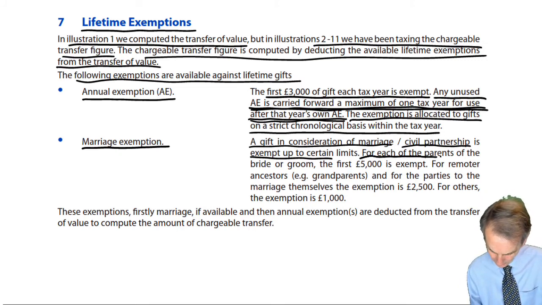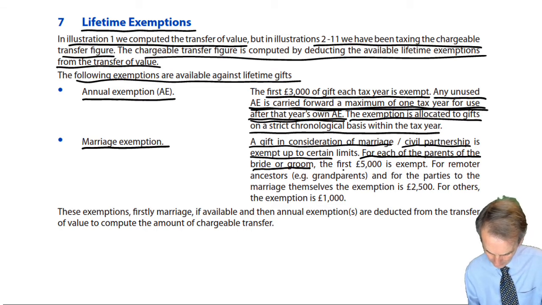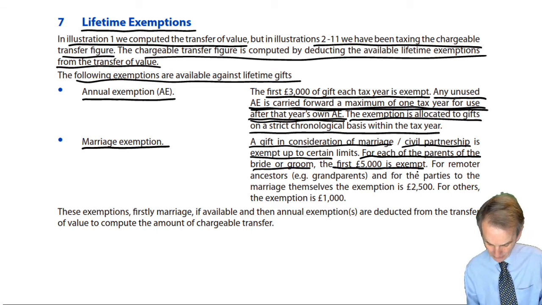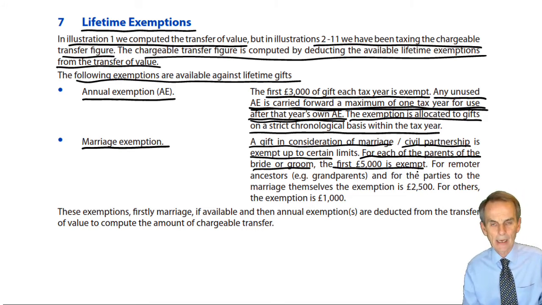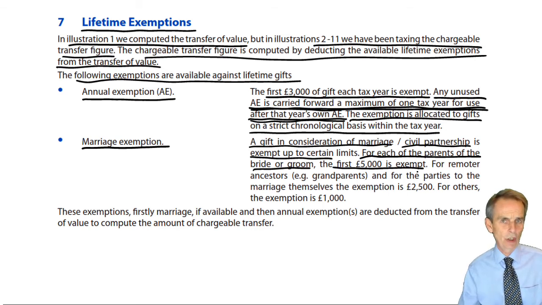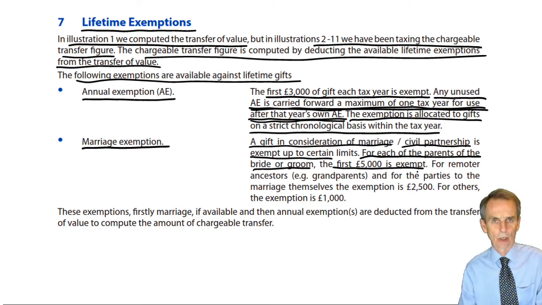For each of the parents of the bride or groom, the first £5,000 is exempt. So, to your child, both mother and father, both spouses or both civil partners, as the case may be, are able to give £5,000, and that will be covered by the marriage exemption. So if in a tax year an individual gave £8,000 as the one and only transfer to their son or daughter on the occasion of their marriage, all £8,000 would be covered by exemptions.